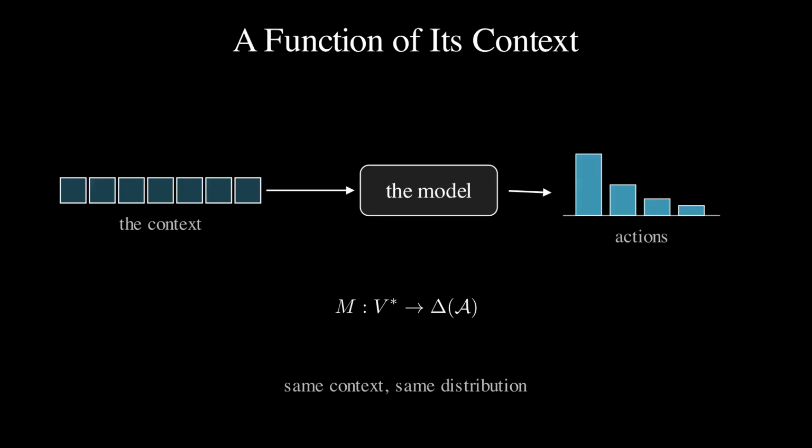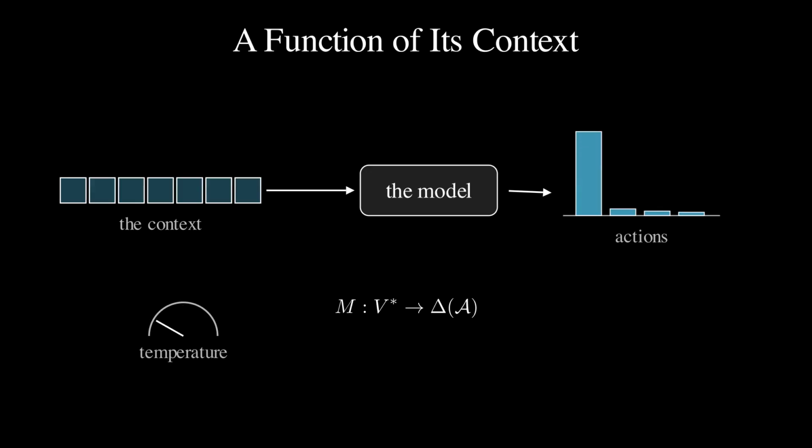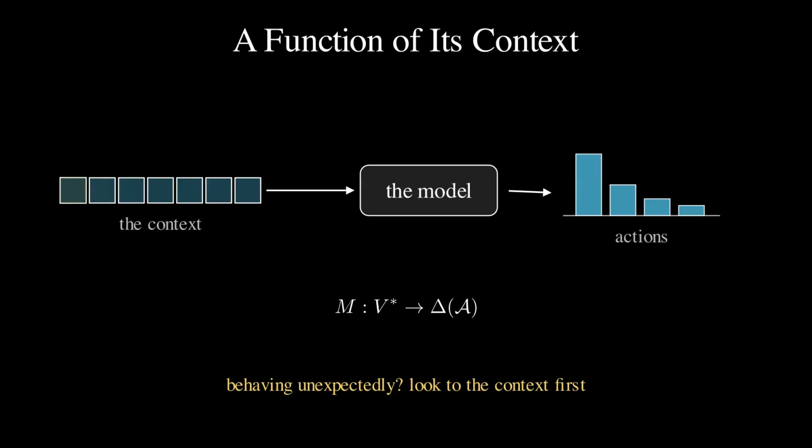Two identical contexts induce exactly the same distribution over next actions. The realized sample is a separate matter. The temperature parameter shapes how the distribution is sampled. Near zero, the model picks the most likely action every time, which is what most agentic work wants. Higher temperatures flatten the distribution and produce more varied output, which is what you want when the goal is diverse candidates.